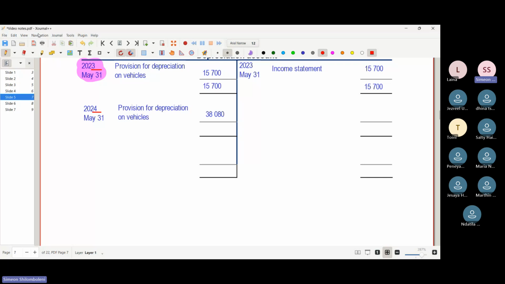Okay. What should I do next? We close it off to the income statement. Okay, so I'm going to write here: income statement.